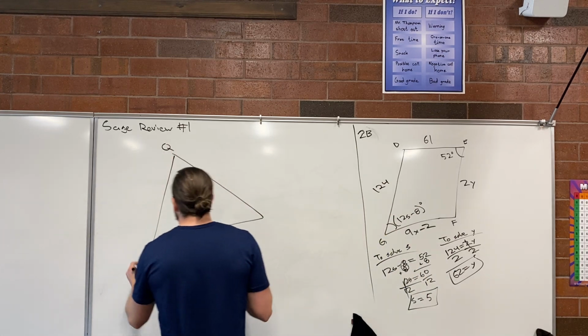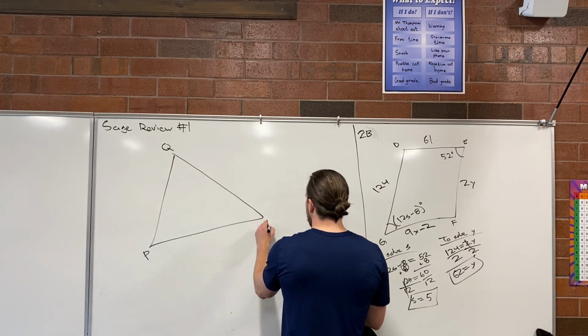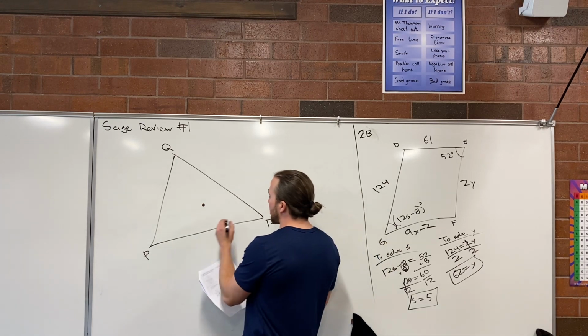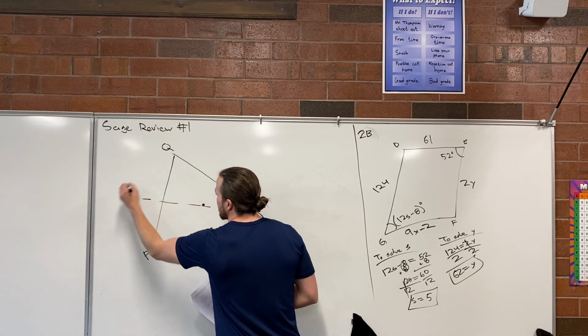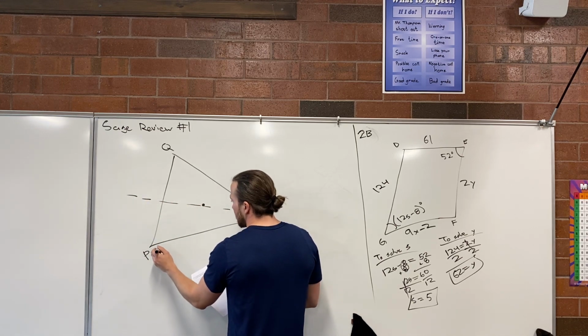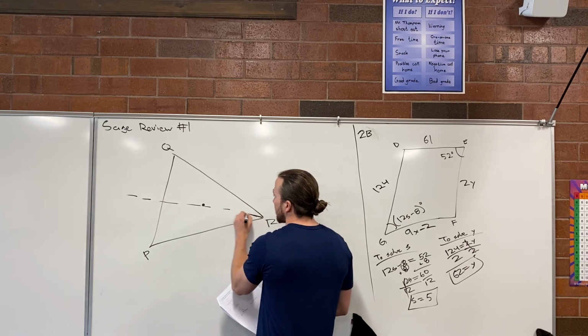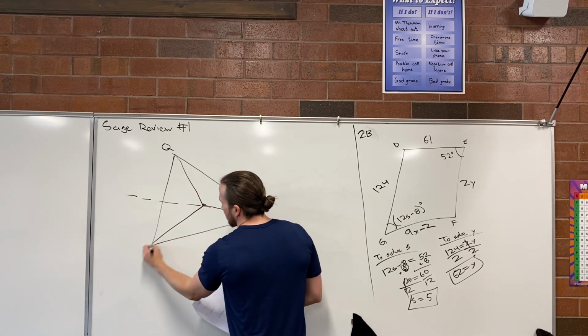So we've got Q, we've got P, we've got R, and then this is going back to, I believe it's called the mid-segment bisector theorem, something like that. So bisector here, we kind of do this thing.